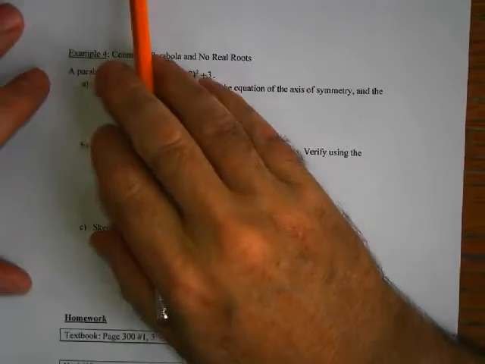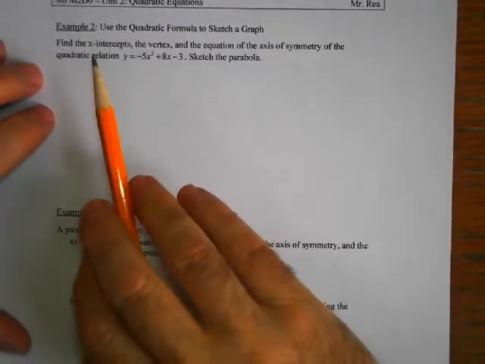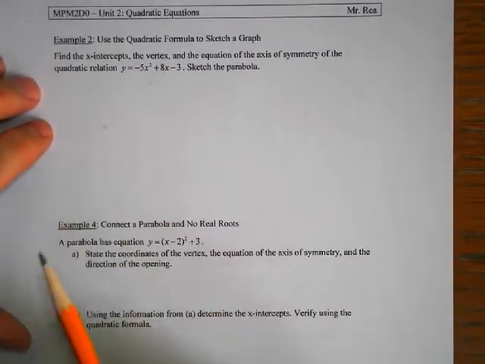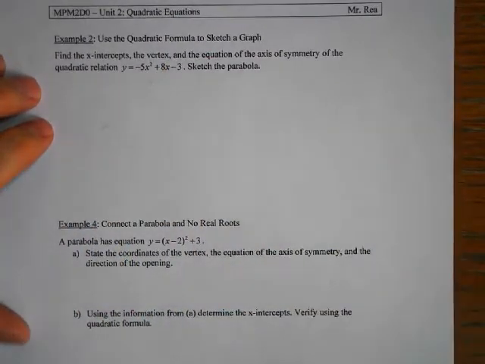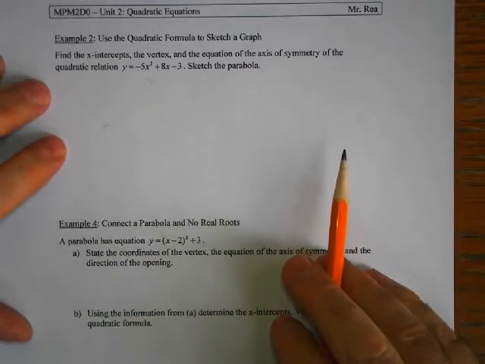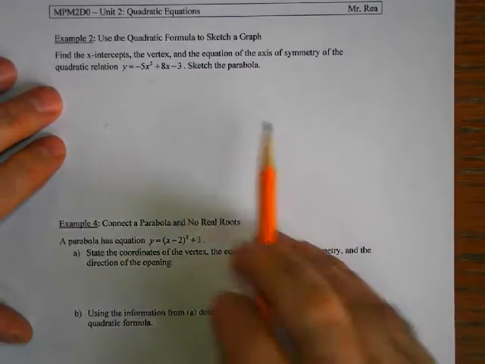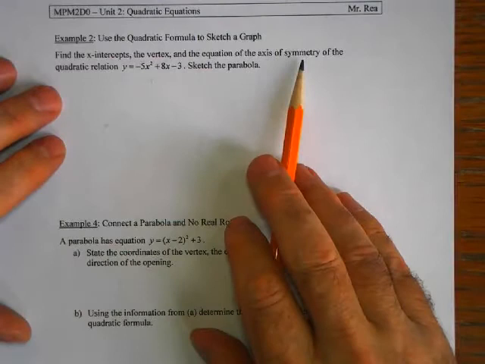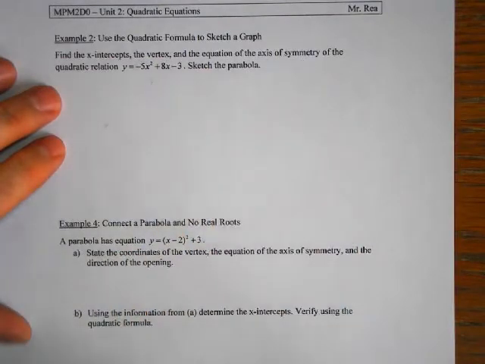Okay, so in this case we've got, let's see here, use the quadratic formula to sketch a graph. And I don't think we're going to have room to sketch the graph on this, unfortunately. I didn't leave enough room, but basically we're going to get all the information here. We're going to get the x-intercepts, the vertex, and the axis of symmetry. And once we've got that, it's pretty straightforward to graph when you have the x-intercepts and the vertex.